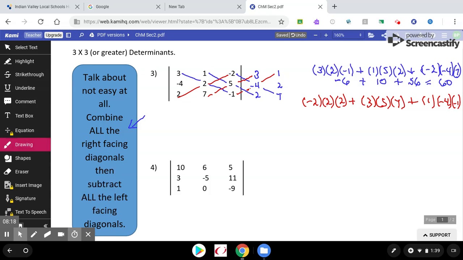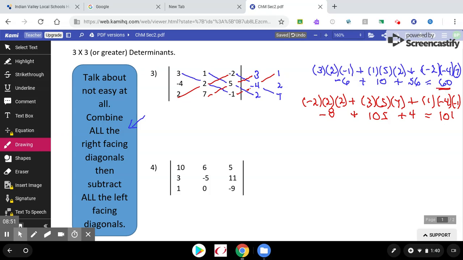The other ones, well, multiply all those 2's together, you get -8. 3 times 7 is 21. 21 times 5 is 105. So again, we're adding up all the left-facing diagonals. 1 times -4 times -1 will be +4. If I add those guys up, 109, I get 101. So we do the same exact thing that we did on the previous problem, only it was a heck of a lot more work to get to it.